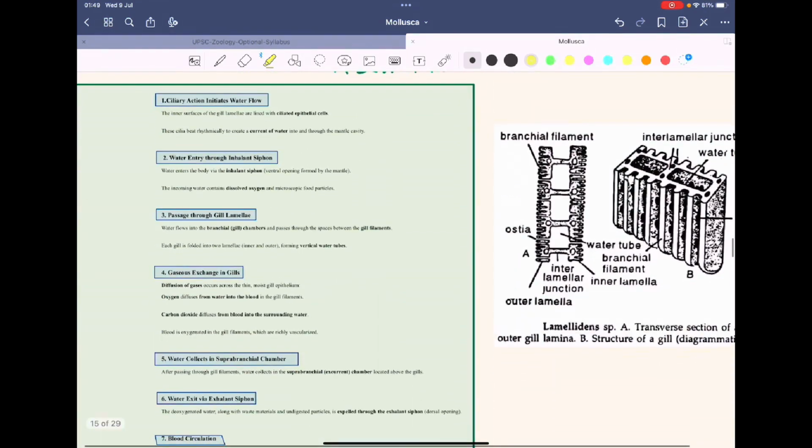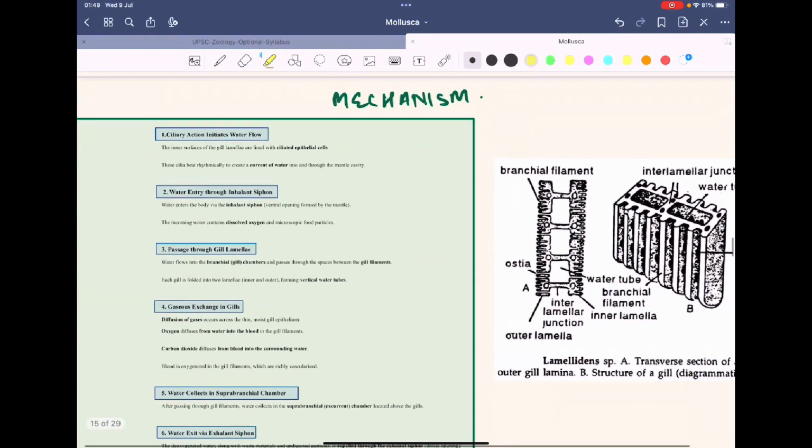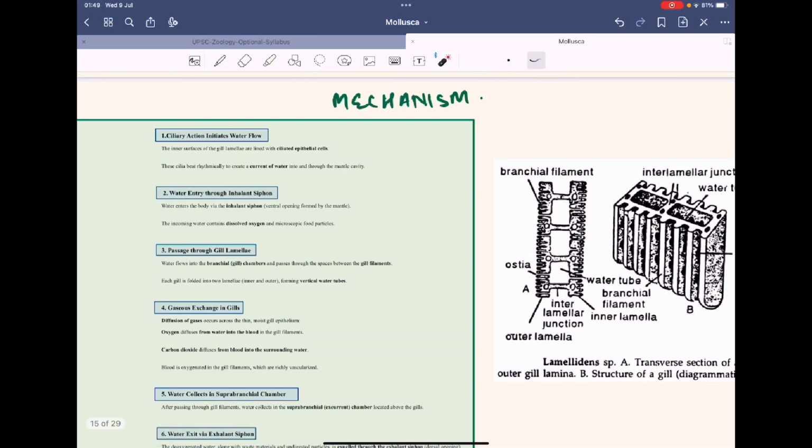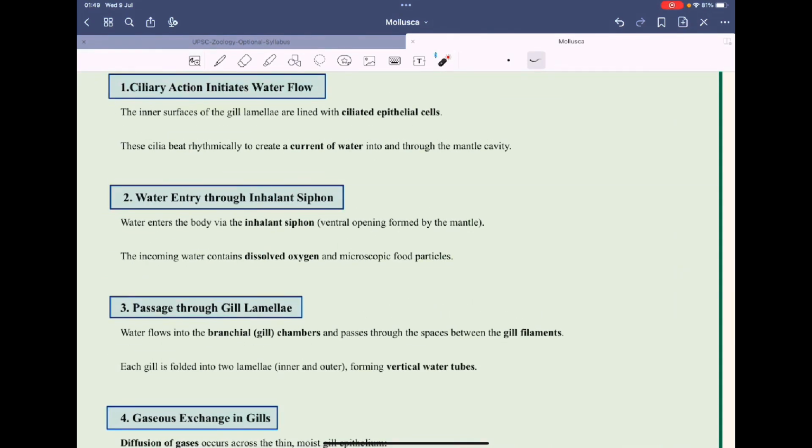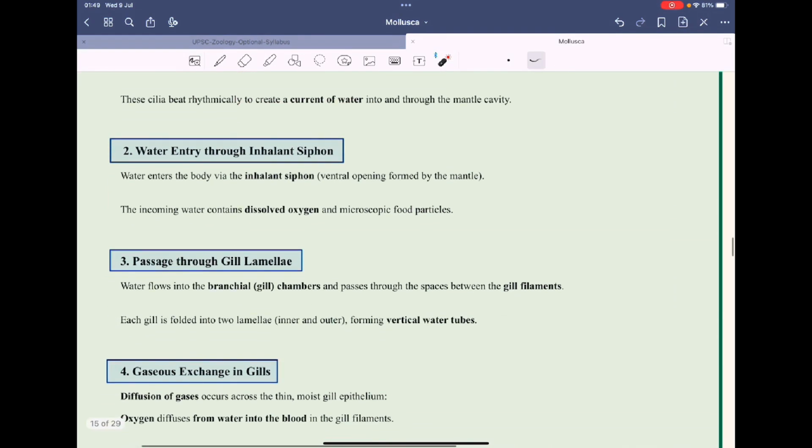First of all, ciliary action initiates the water flow. It is through the ciliated epithelial cells. There are rhythmic currents of water. The water enters the body via the inhalant siphon. The water contains dissolved oxygen and microscopic food particles. It will pass through the gill lamellae.